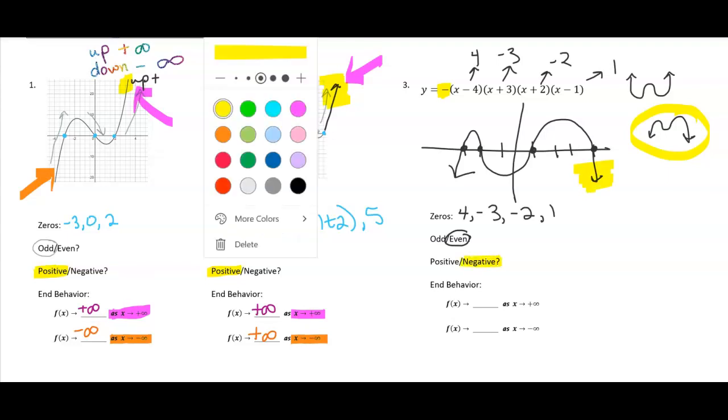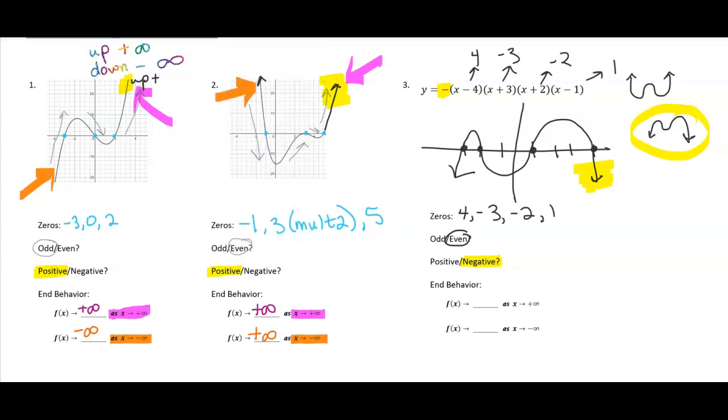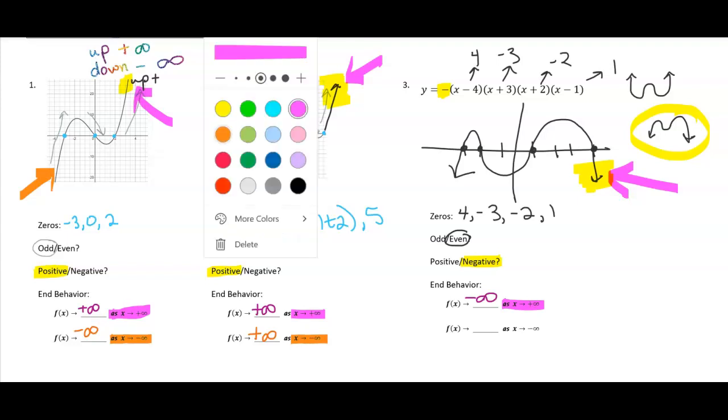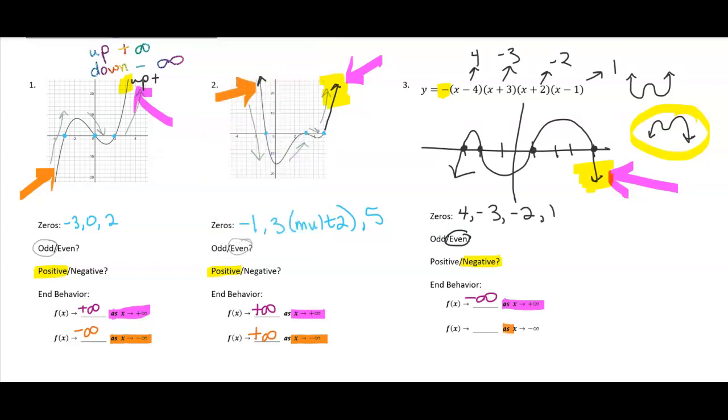And now we need to look at our end behavior. Right here, this is on the right arrow, and the right arrow is pointing down. So this time, on the right, my function goes to negative infinity. And then the next one is on the left, and so my left arrow is also pointing down, so it is also negative infinity.